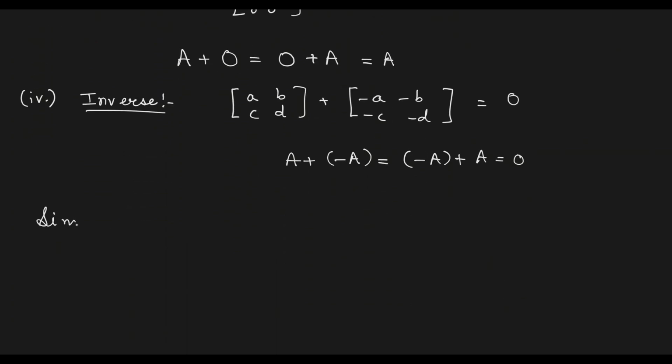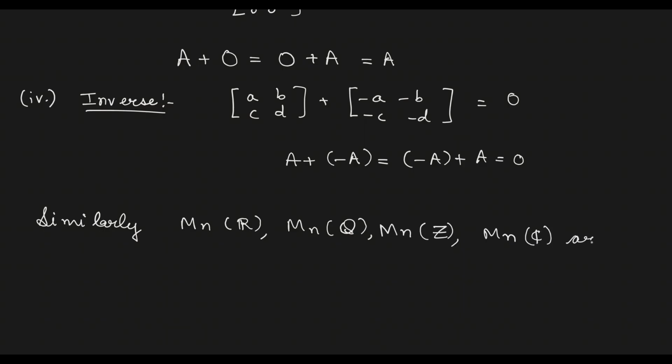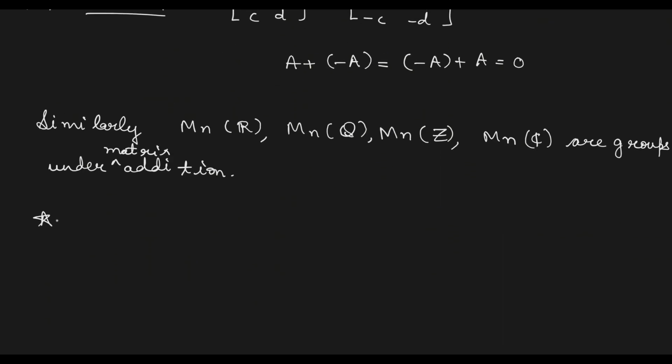Similarly, MNR, MNQ, MNZ, MNC are groups under addition, under matrix addition. Now let us talk about whether M2R under matrix multiplication forms a group.